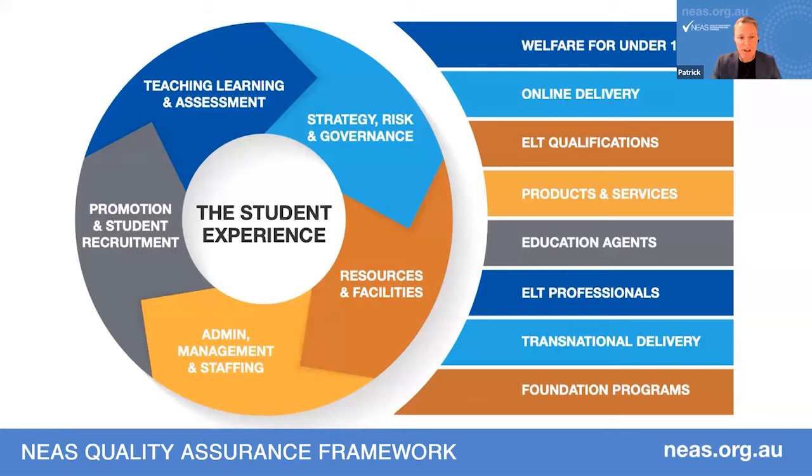student orientation. So if you're going to walk away with one piece of information from me from this webinar, it's to go to the NIS website, have a look at the quality assurance framework, and look at Area B. Area B is all about the student experience. Now, we have many other areas in our quality assurance framework. We look at teaching, learning, and assessment. We have guides on strategy, risk, and governance, on resources, facilities, admin management and staffing. And many of you are well aware of the NIS quality assurance framework.